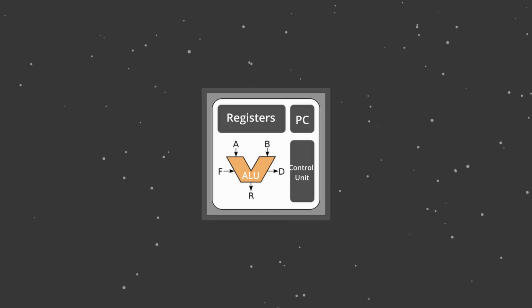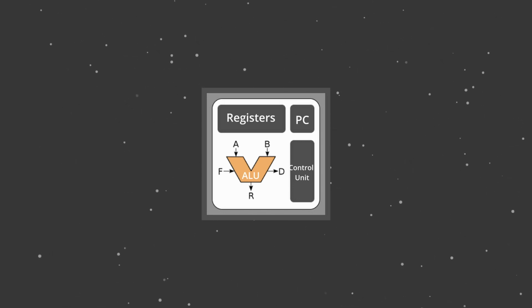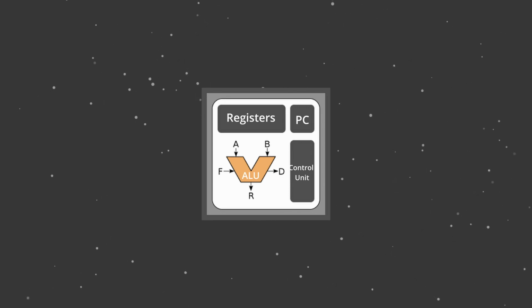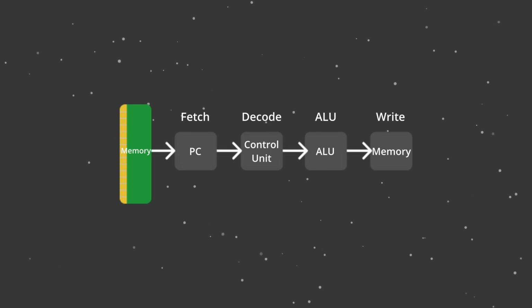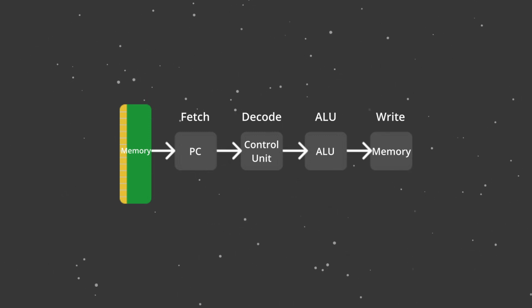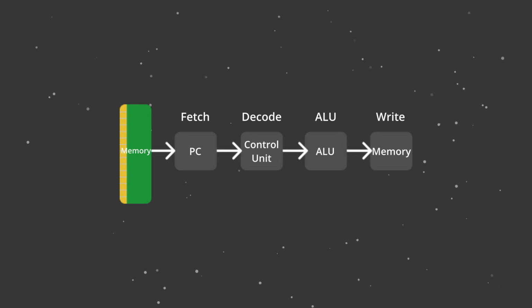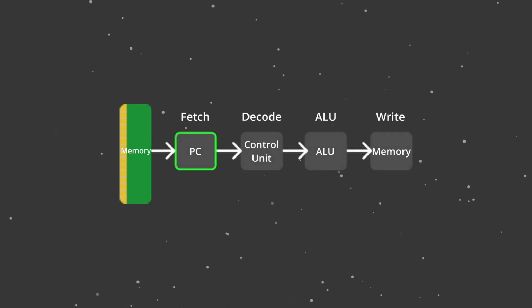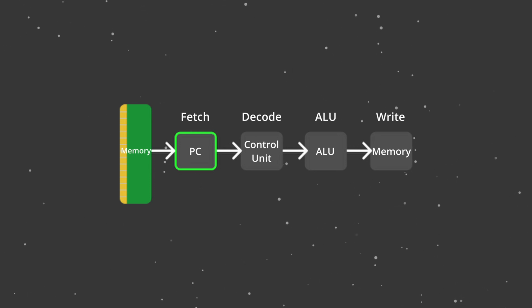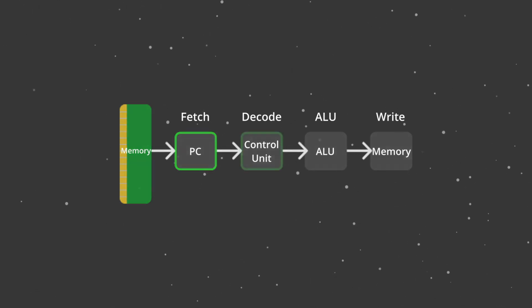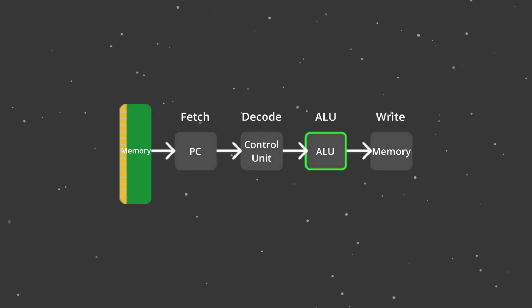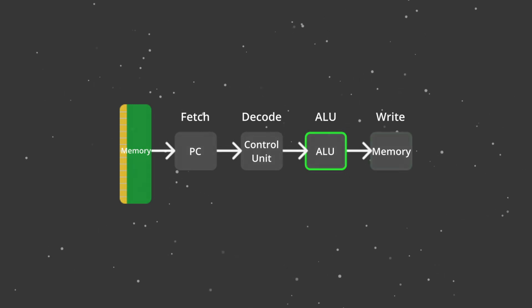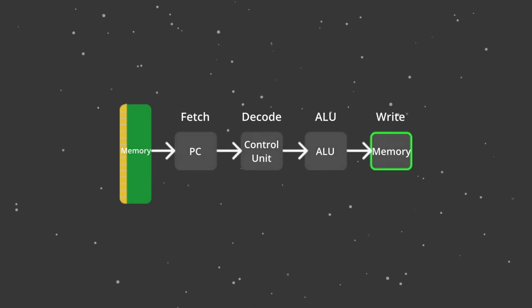And this process of fetching, decoding, executing, and writing back is called the CPU pipeline. Each time the CPU pipeline happens, we call that a cycle. The CPU will store the next instruction in the program counter, fetch the current instruction it's at, decode it in the control unit, and execute it in the ALU. And after that, it will write the result back to the memory. And that is all you need to know for now about the CPU.